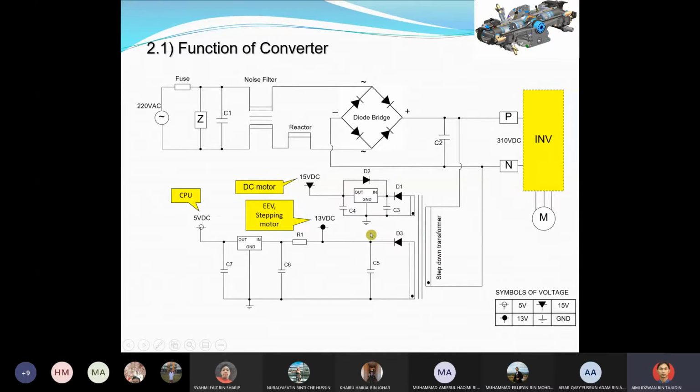In this case we want to power our controller, so we take the voltage here. We have a step down transformer, and then we convert it. This is for the stepping motor, 13 volt DC, before passing through the inverter and finally connecting to the AC motor. So this is the function of the converter. Okay?